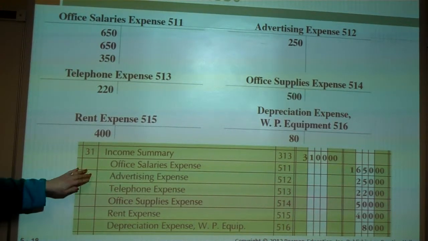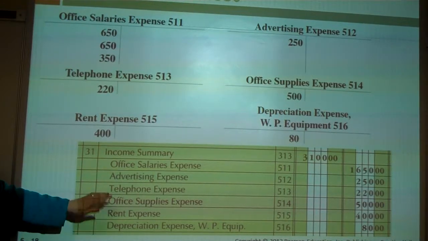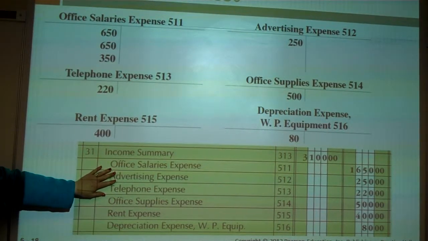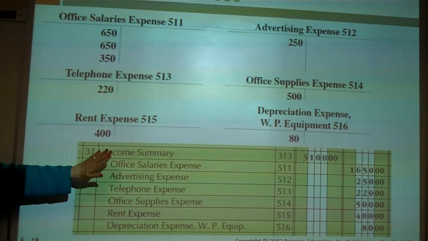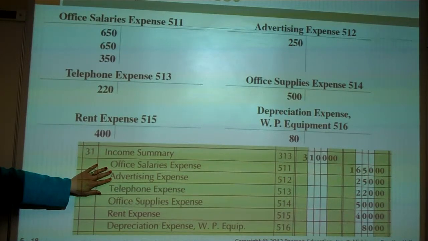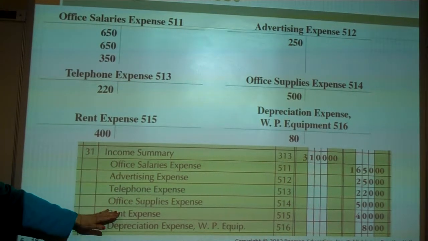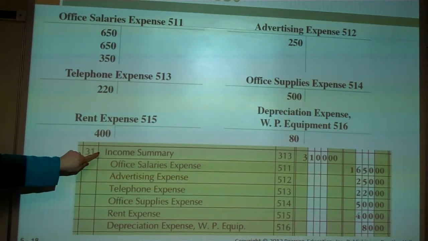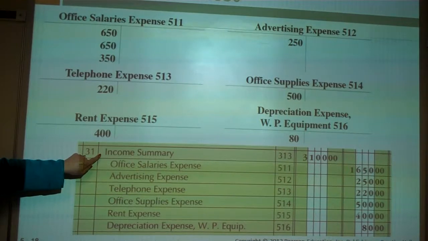Did we have 5? 1, 2, 3, 4, 5. There's 6 on this example, so it wasn't the same worksheet. We need to take all of the expenses and bring them to a 0. They had a debit balance. To bring it to a 0, it's a credit to all of those expenses. Our debit we've left blank because we have to add those up to see what the debit amount is going to be in income summary.